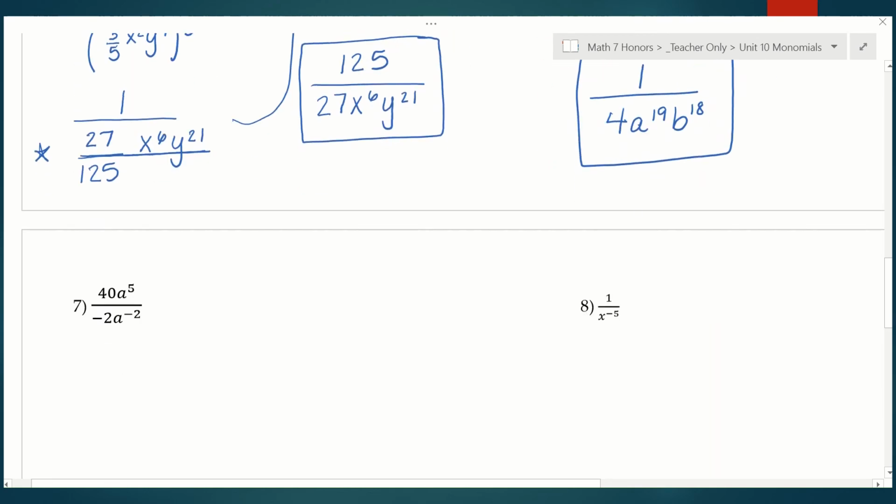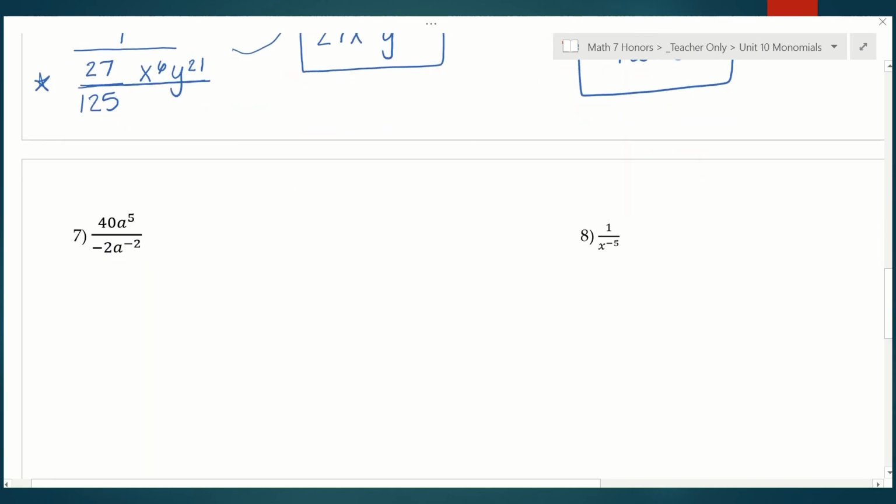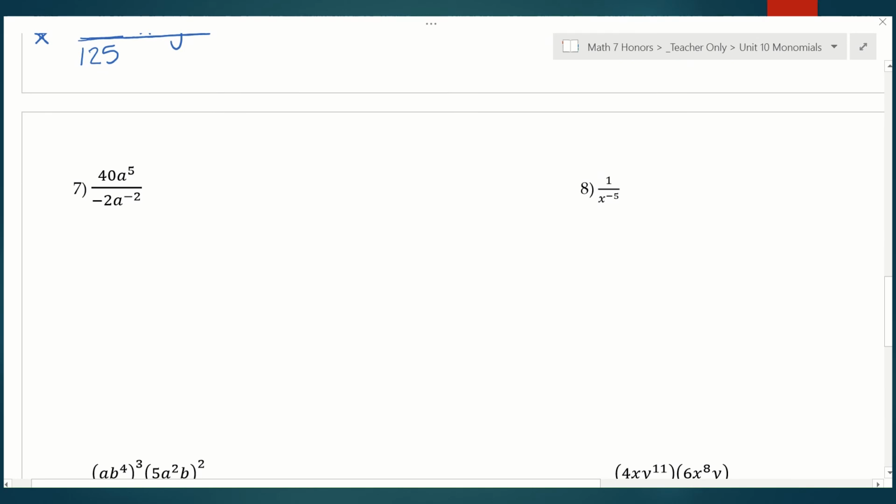All right, next one. This one looks like a piece of cake. Let's see. 40 divided by negative 2 is negative 20. And when I divide, I'm subtracting my exponents, so 5 minus negative 2 is going to give me a to the 7th. And I'm done. One step, we like those.